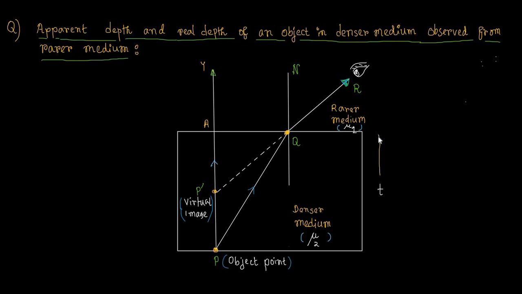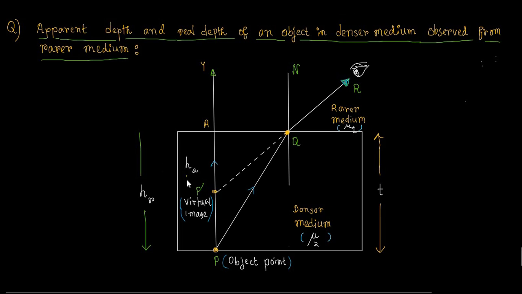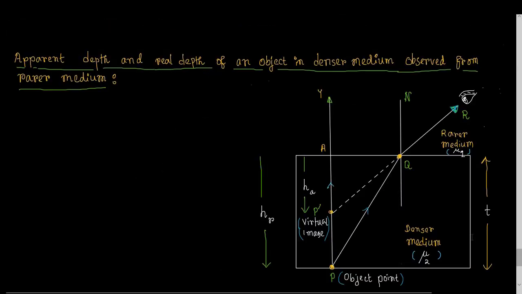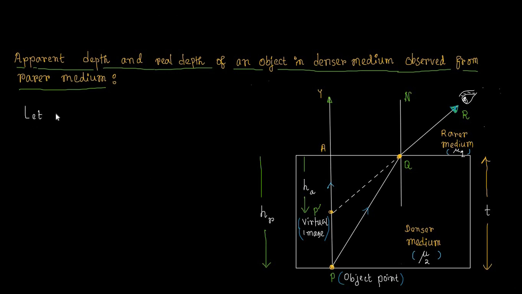We can denote the thickness of the medium, or the slab, T, as the thickness of the denser medium. We can denote the real depth of the point object P. HR is the real depth and HA is the apparent depth of the virtual image P prime from the interface.